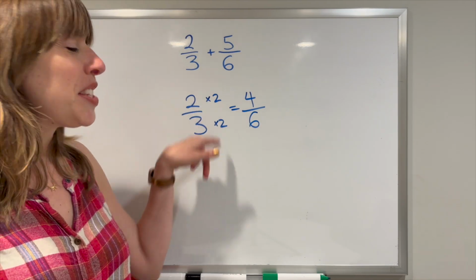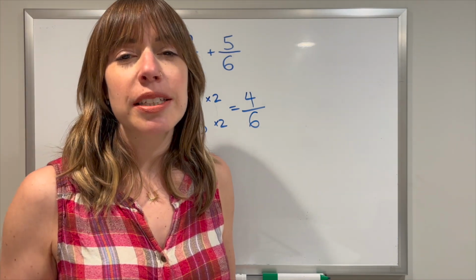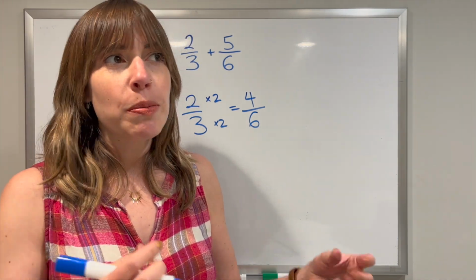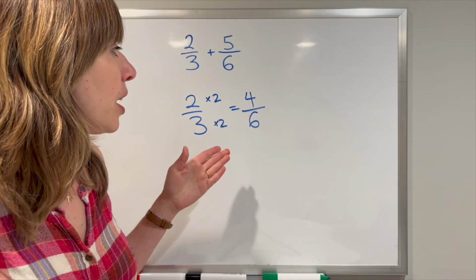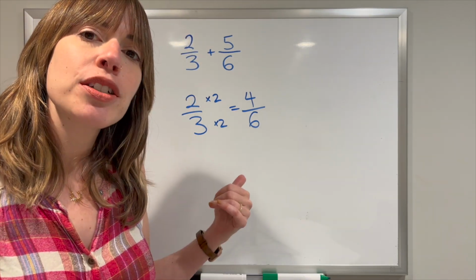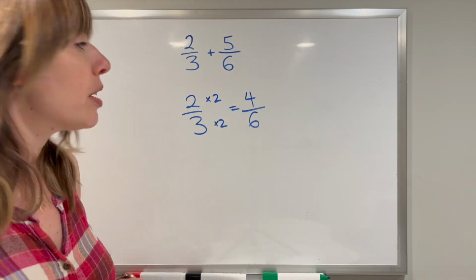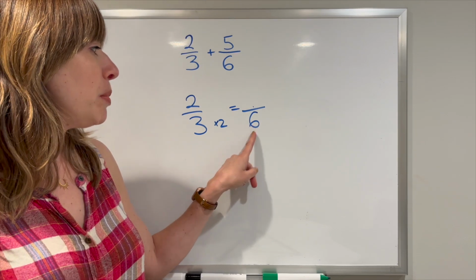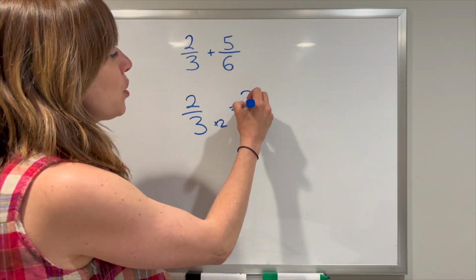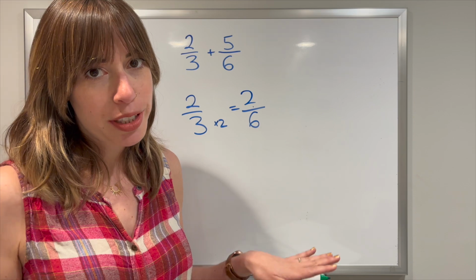But this doesn't really make a whole lot of sense because it doesn't have a whole lot of meaning, that you're just multiplying the numerator by 2 and multiplying the denominator by 2. And sometimes kids will forget that they have to do that to both numerator and denominator, and they'll just do this because now they have sixths and they'll just keep the 2. And this does not work.